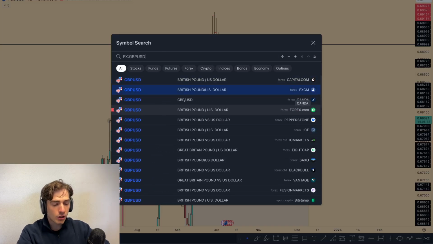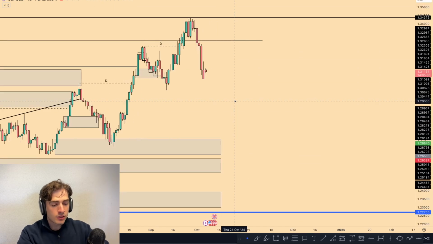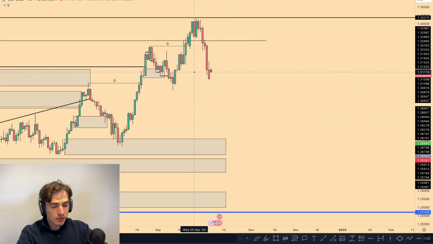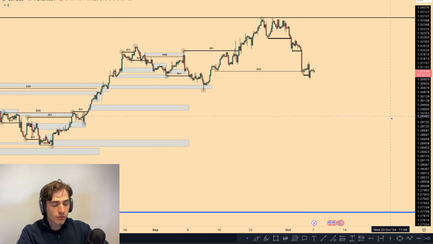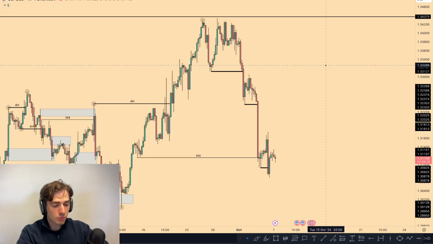Going into pound dollar, what is happening over there? So overall on pound dollar, a sell in towards the downside. We are now inside fresh daily demand. So this is now your demand zone over here. So what you could look for is a potential pullback in towards the upside.